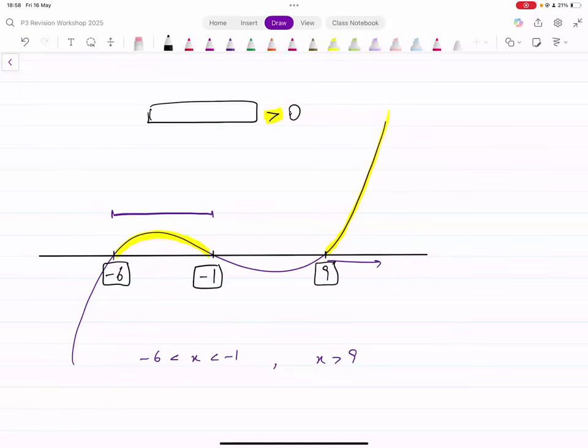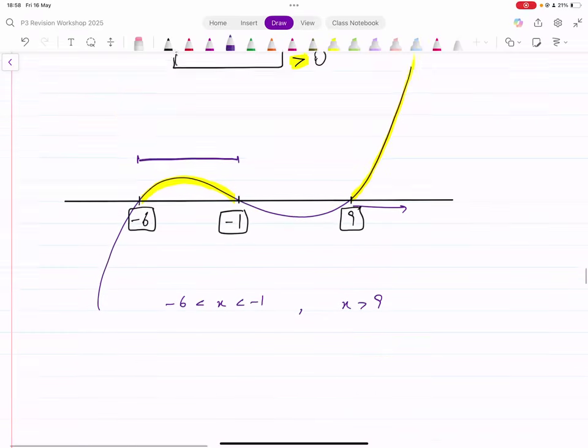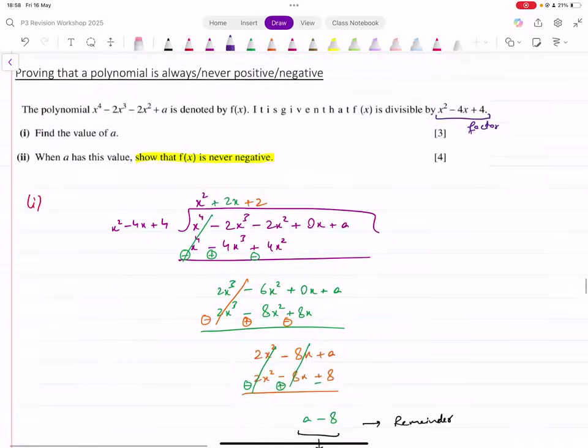Now, let's say the inequality is greater than 0. What that means is y is greater than 0. Where is y greater than 0? Where do you have values that are above the x-axis? These yellow regions that you see here, this region and this region. What's the solution going to be? You would say x is between -6 and -1. That's one possible region. Or x is greater than 9. That's the other possible region, and that's your solution. So you can have multiple regions like this as your solution. I'll show you one example later on of this as well.